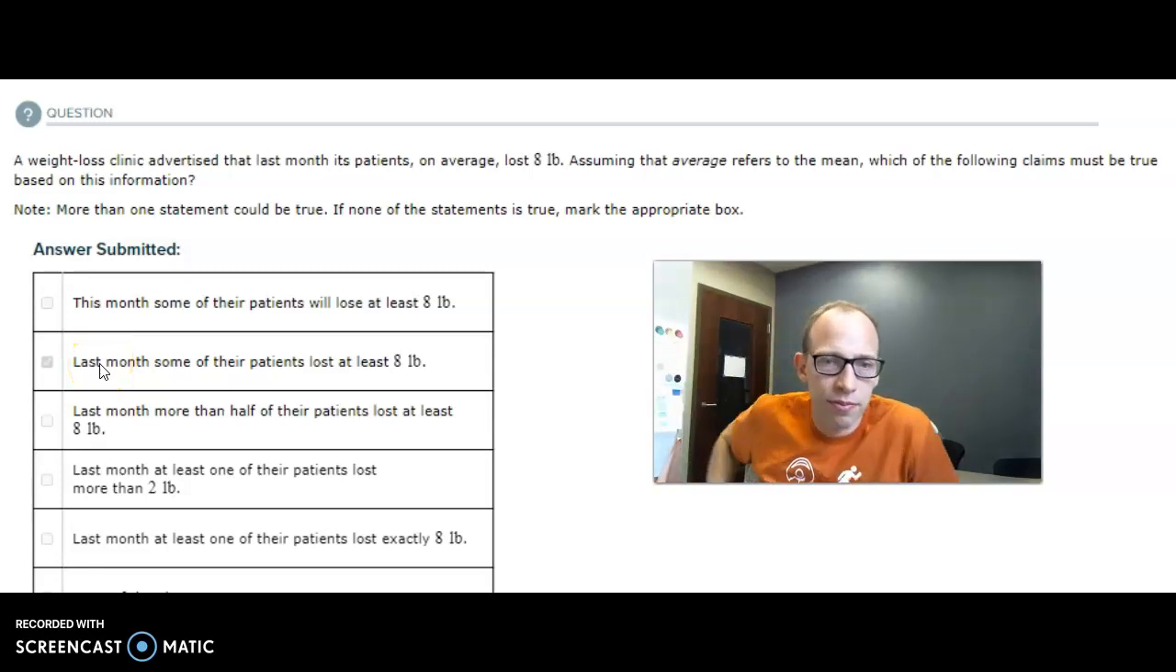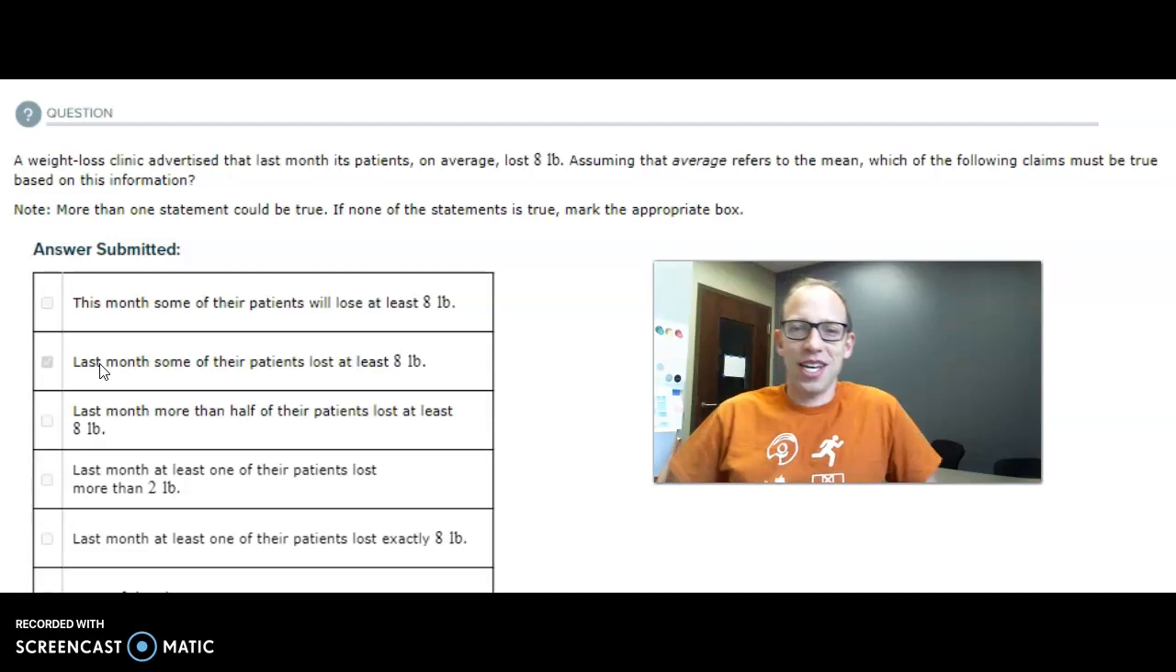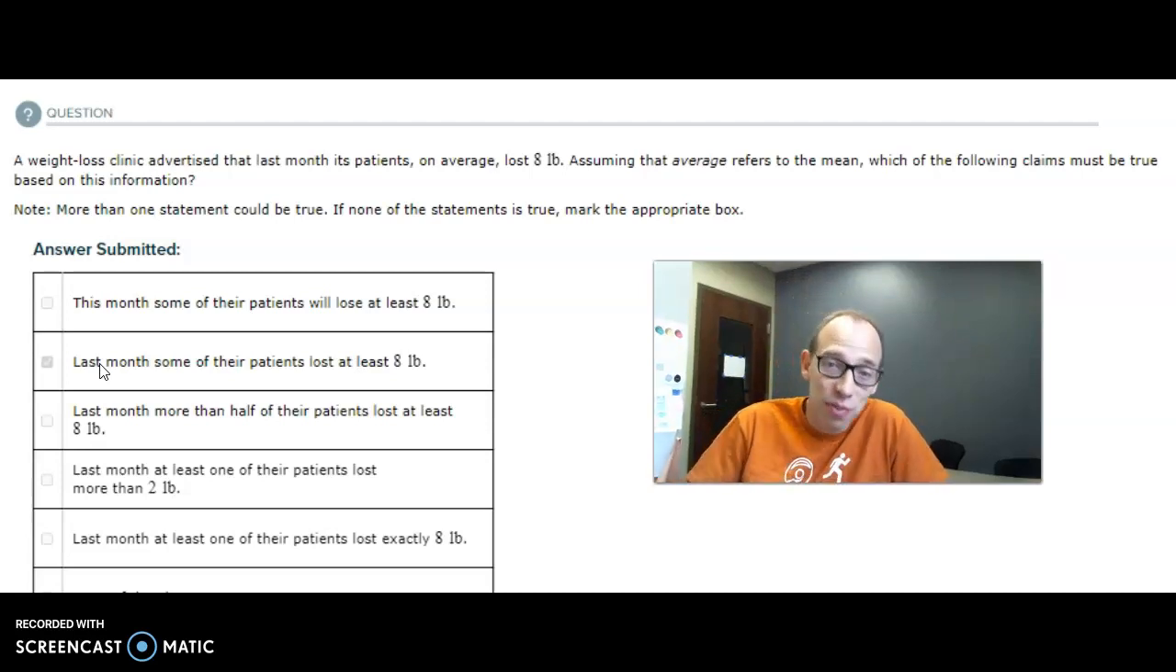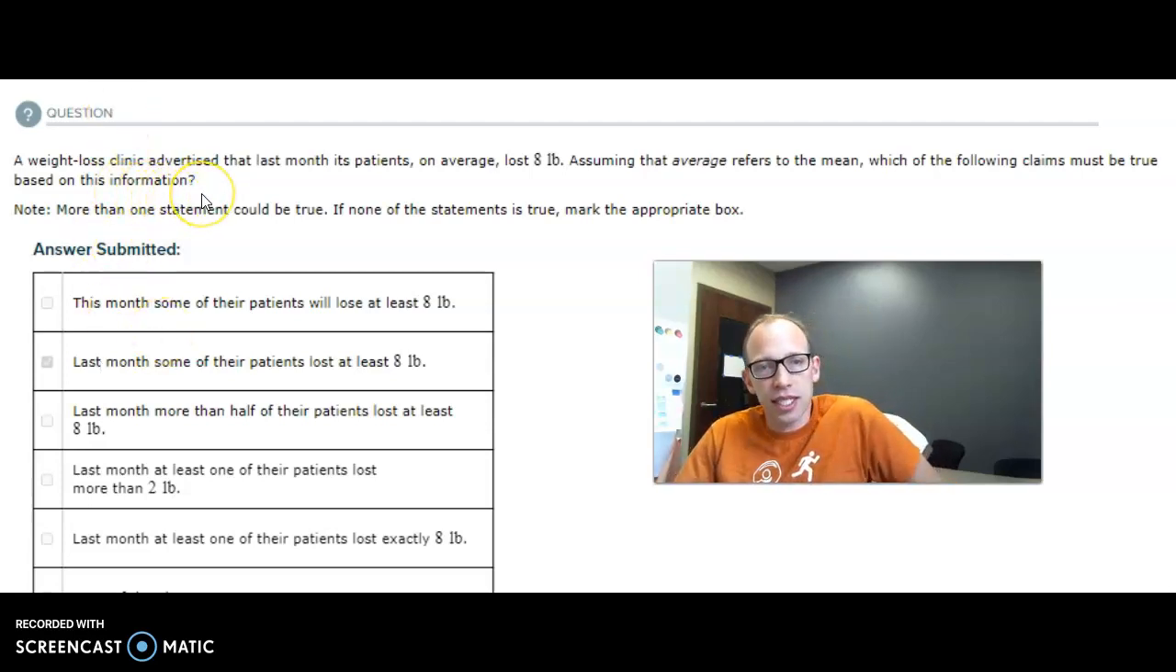You may have heard that statistics get misinterpreted all the time in society. Very true. And so part of the goal of this course is to help you be able to avoid some of that misinformation. So here we have a weight loss clinic advertising that last month its patients on average lost 8 pounds.